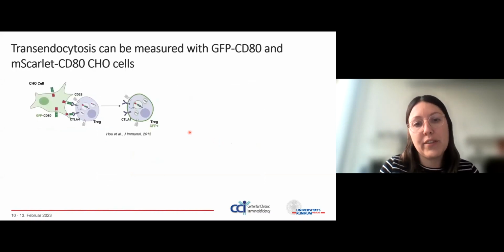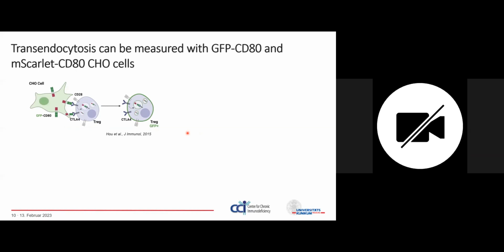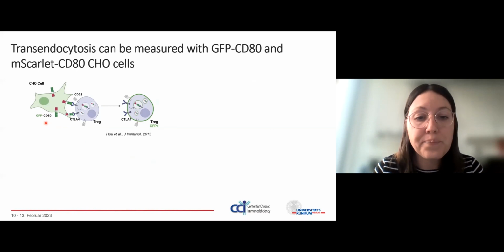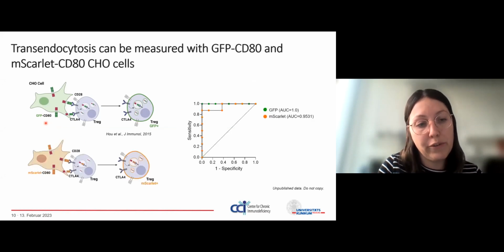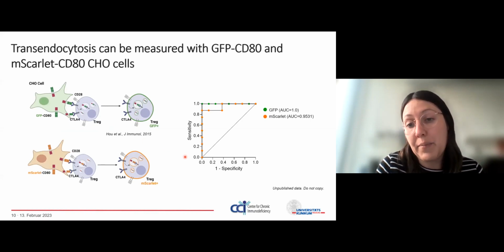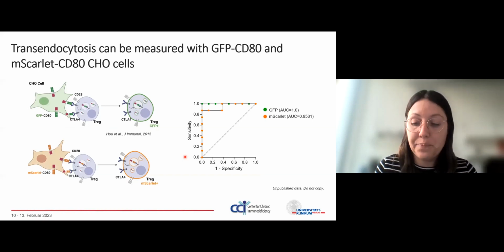This assay was first established in 2015 by the group of David Sansom. They used CHO cells that express CD80 coupled to GFP. We then switched to the fluorophore mScarlet, but as you can nicely see, using both cell lines, you have a highly specific and sensitive assay.